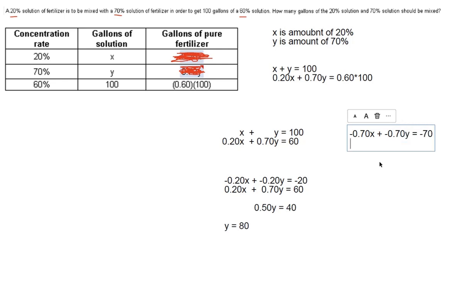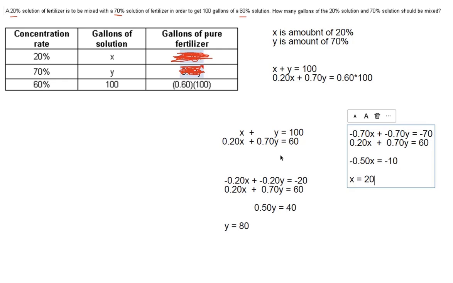I multiplied the top by negative 0.70. Keep the bottom the same again. Because now, if I add these two equations together, y's are going to cancel out. Now, if I divide negative 0.5 from both sides, I get x is 20, which is the exact answer that we got when we solved the problem with the other method.